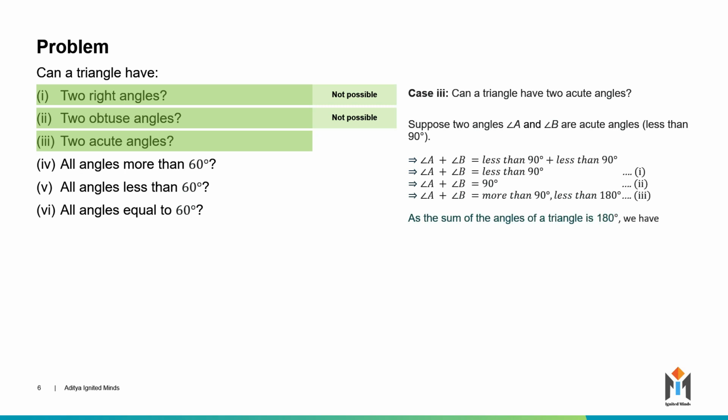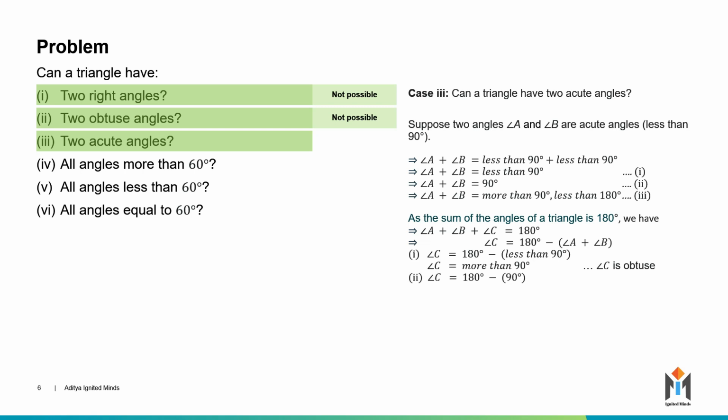Again, going with the angle sum property of a triangle, let us look for the possible value of C. See, the three subcases give three possible values for angle C. So let us take subcase 1, where the sum of A and B is less than 90 degrees. When you substitute that here, the value that we get for angle C will be more than 90 degrees. That means angle C is an obtuse angle here.